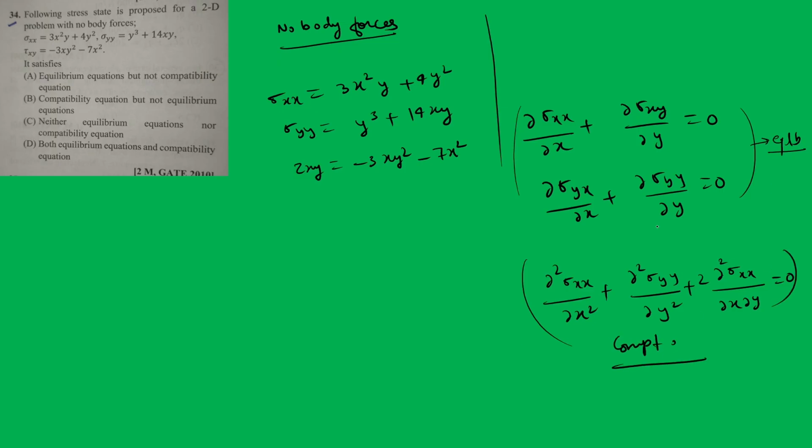So now you know what you have to do. You just have to differentiate this, and then find out whether they satisfy the equilibrium equation or not. Let's do the differentiation. Dou sigma xx by dou x, what does that give? 6xy plus 0, so this one will get 0.